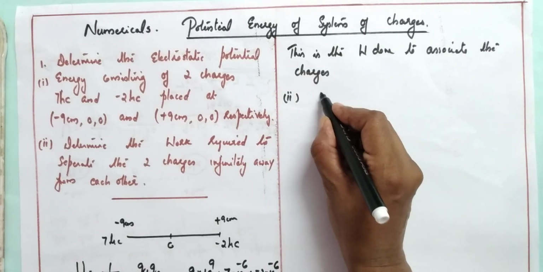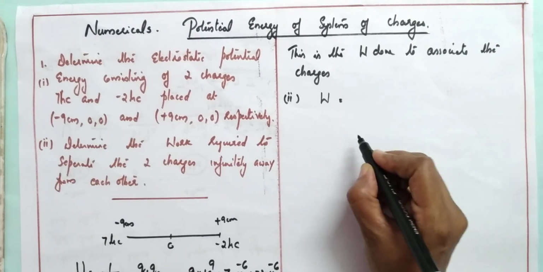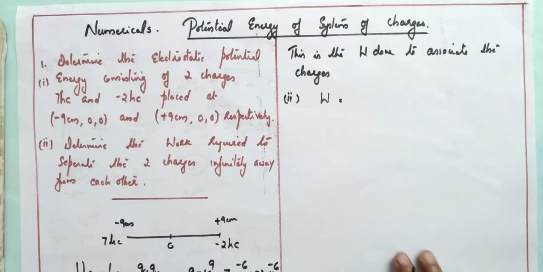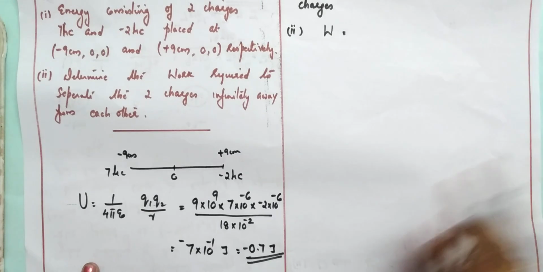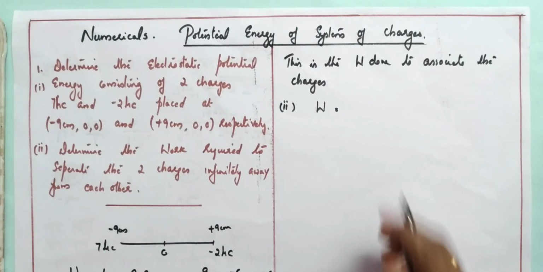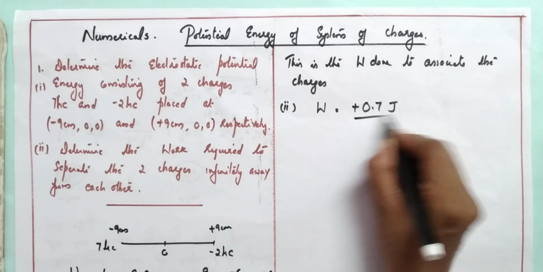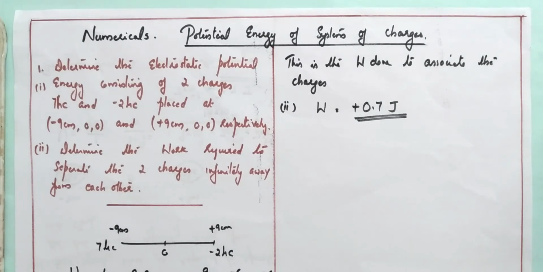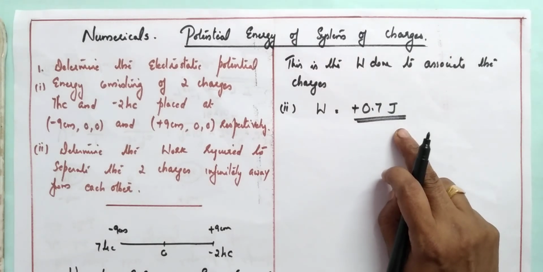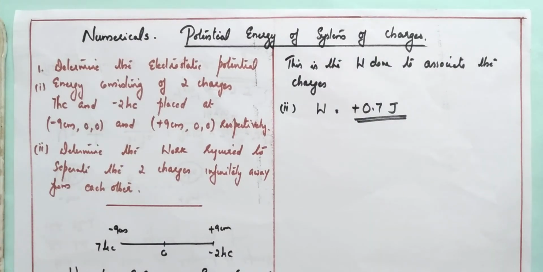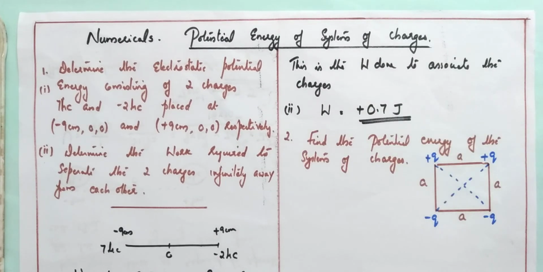The work done to associate the charges, we got as minus 0.7 joule. So what is the work done to separate the two charges? That is plus 0.7 joule. Work done to associate is called potential energy. If it is negative, the work done to separate the two charges will be positive. So this is a simple question and it is also a board type. Now pass on to the next question.